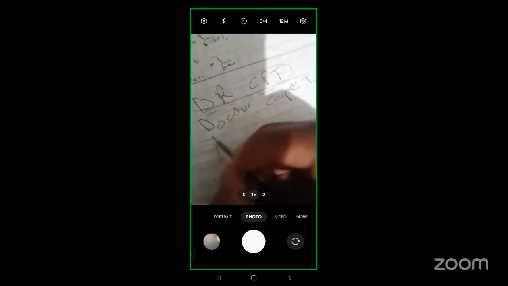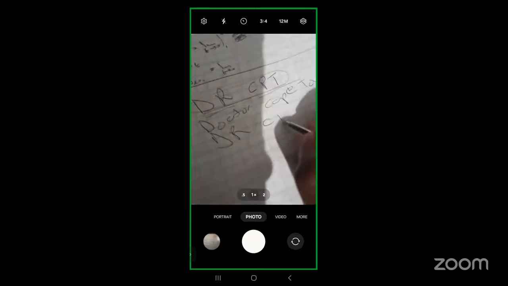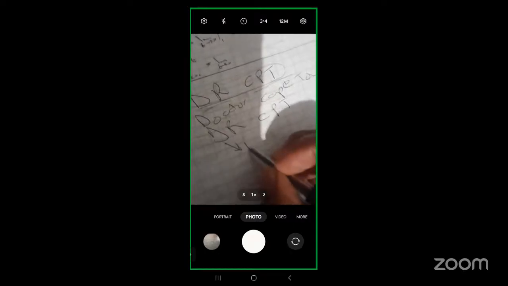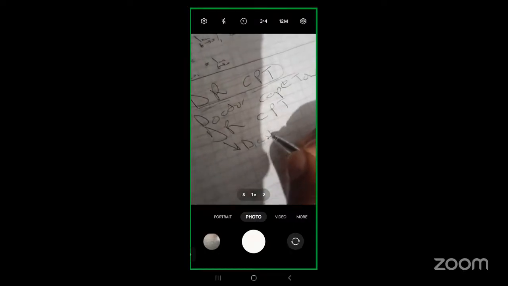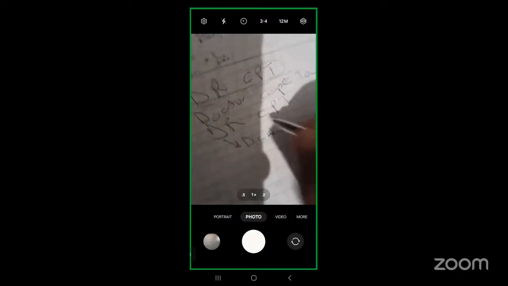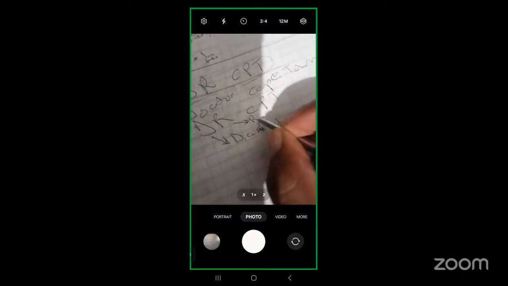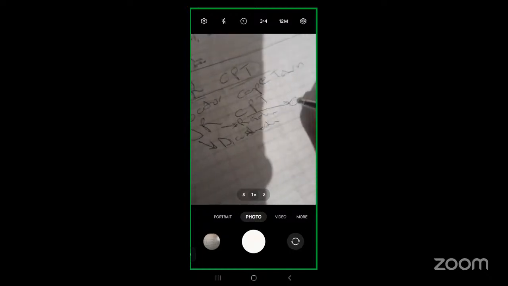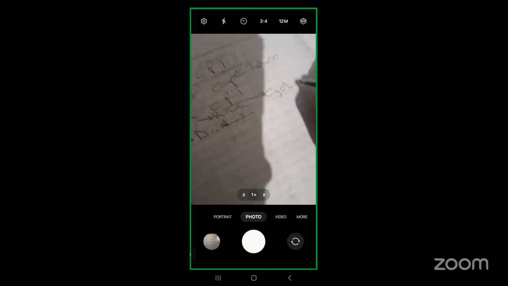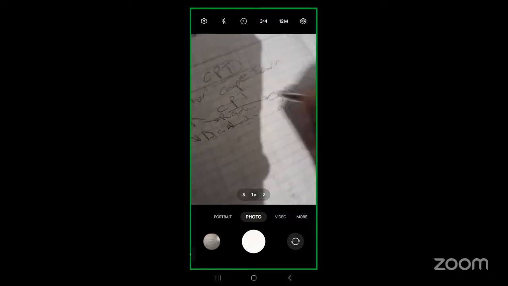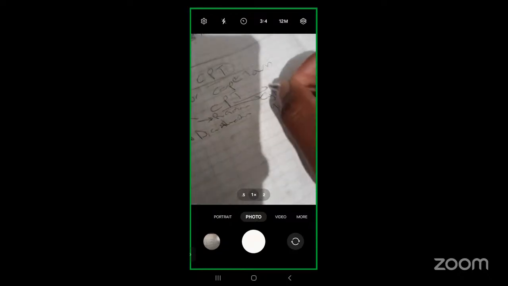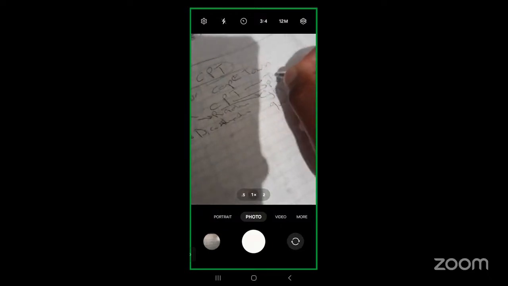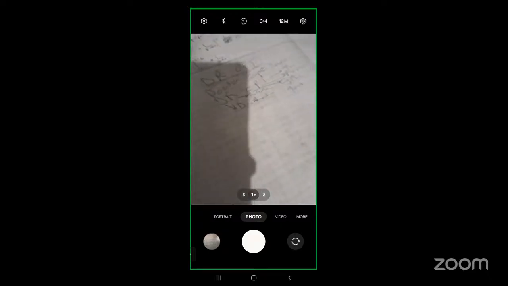Where this DRCPT, whereby this D is the diameter, this R is the radius, this C is the cyclic quad, and then this P is parallel lines, and this T is a tangent.